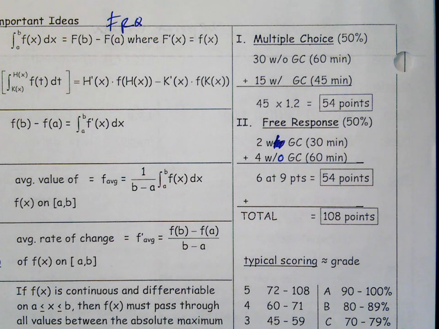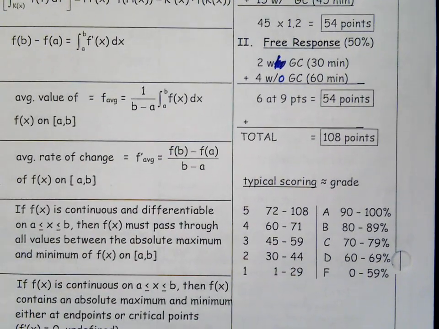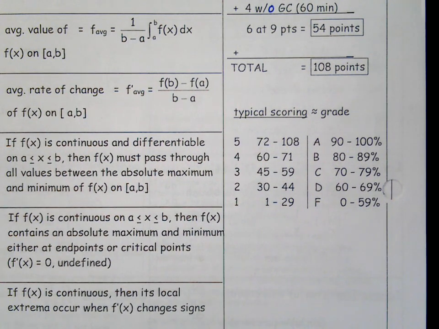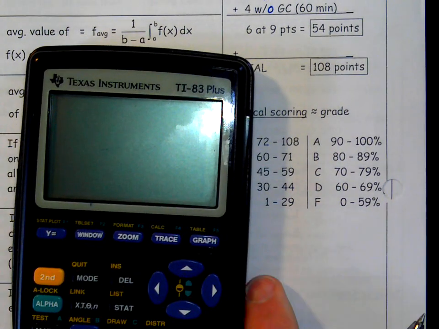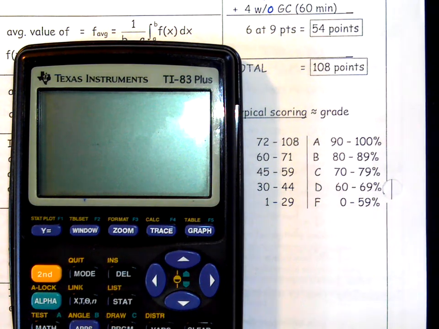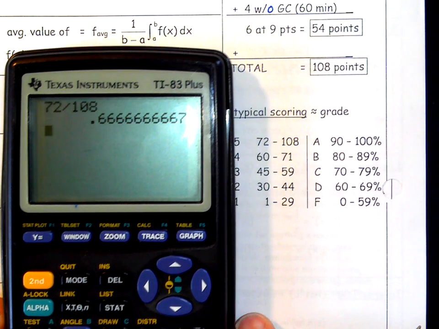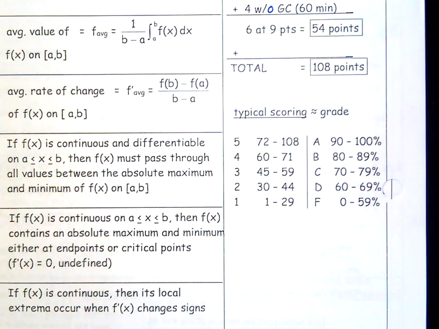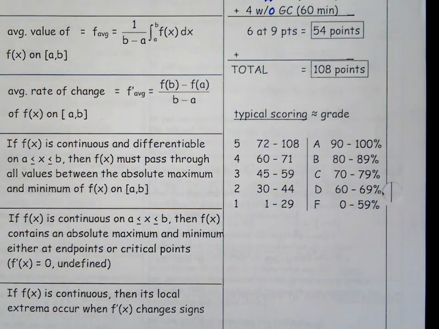Now, what does it take to get a 5, a 4, a 3, a 2, a 1, or a 0? Typically, it takes about a 72 out of 108 to get a 5. So what's a 72 out of 108 percent-wise? It's a 67%. It's a D plus to get a 5, which is supposed to be the equivalent of an A.